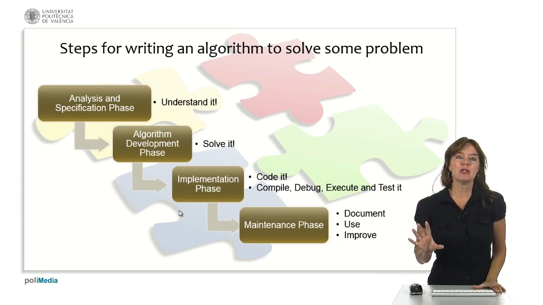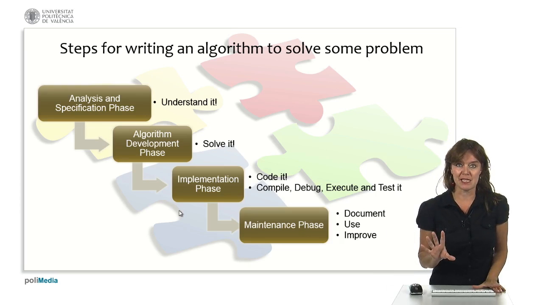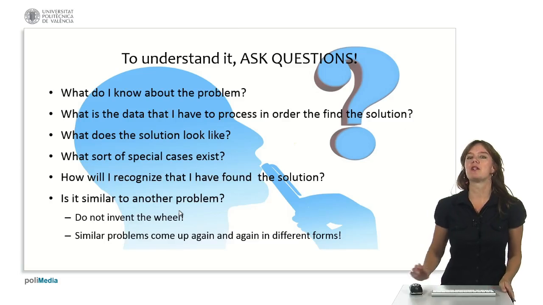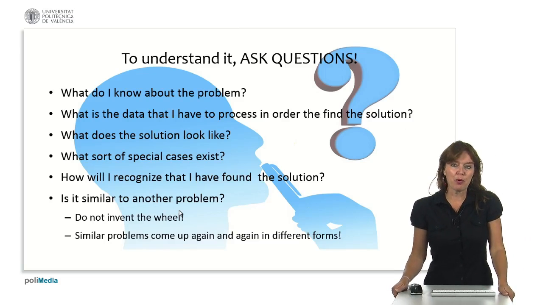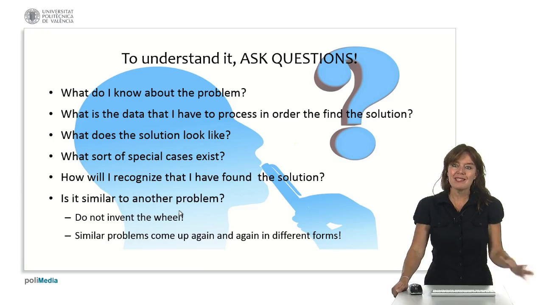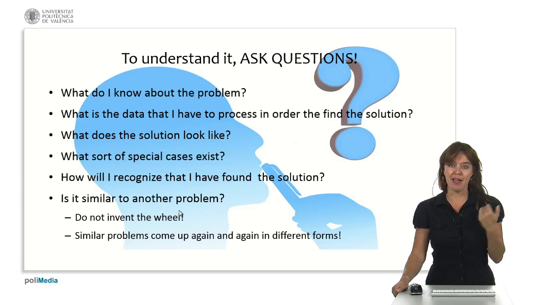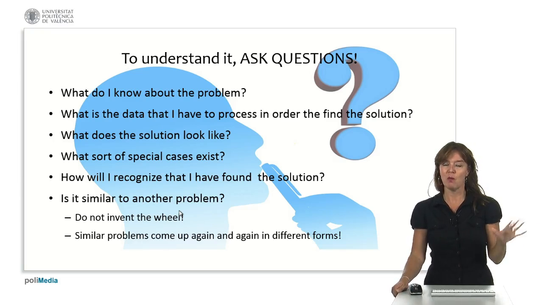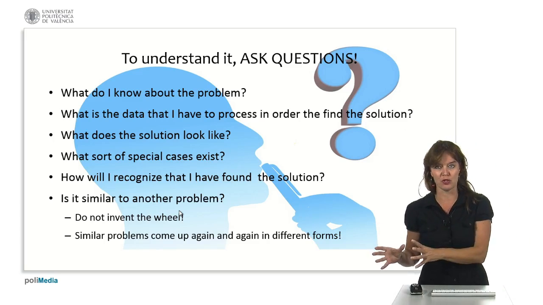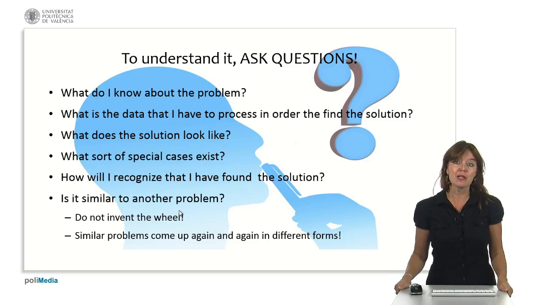So let's look at the 2 most difficult phases on this slide, which are the first 2. Understand your problem and solve it. So how can you understand a problem? If you get a problem and you need to solve it, ask questions. Ask questions about it. What do I know about this problem? What is the data? What are the inputs that I have in order to get to a solution? What is the data that I can process? What is the information I can get out of this data? And how can I use this information to go to a solution? And what does the solution look like?